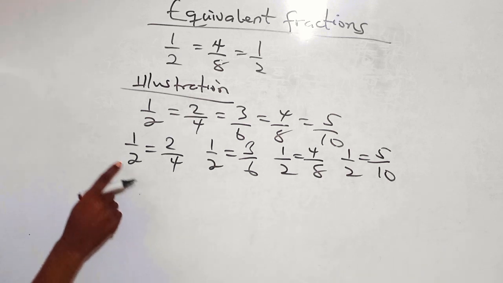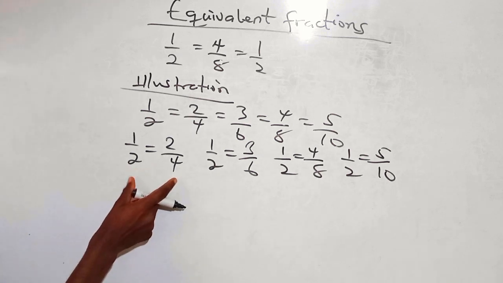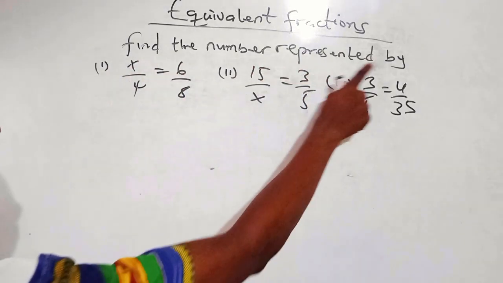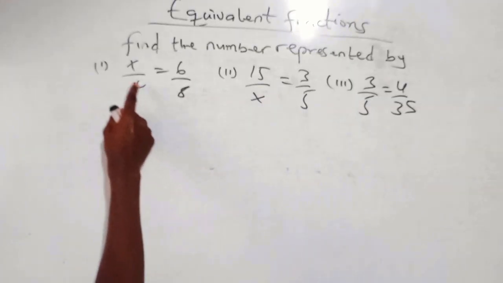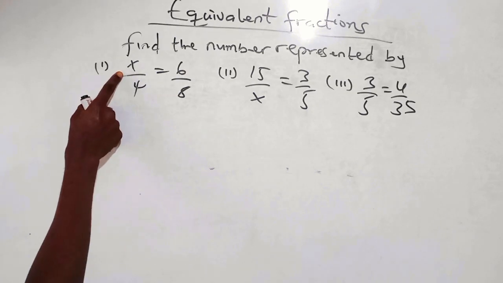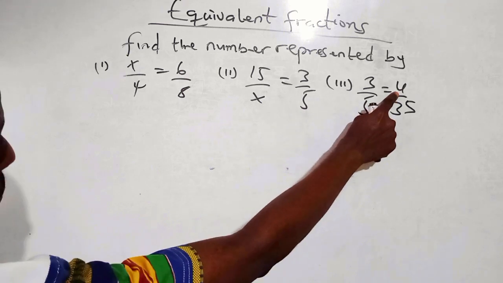They are fractions with different numerators and denominators, but when we compare them, they represent the same value. The question says, find the number represented by the unknown. The unknown here is x. What number stands for x? What number represents u?